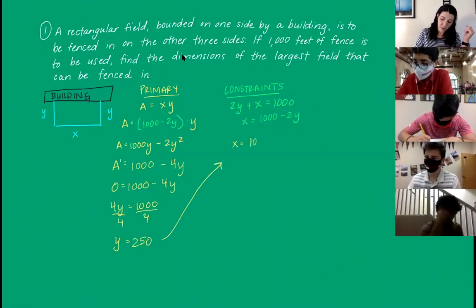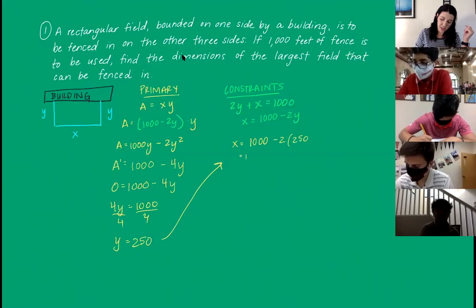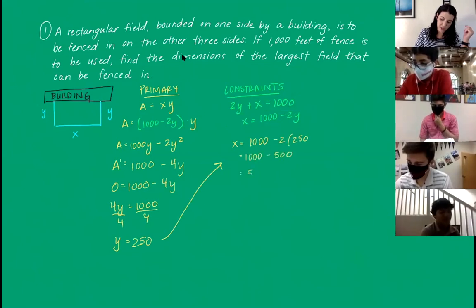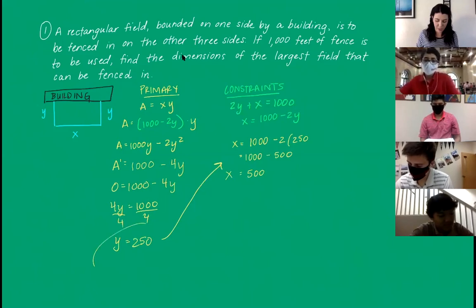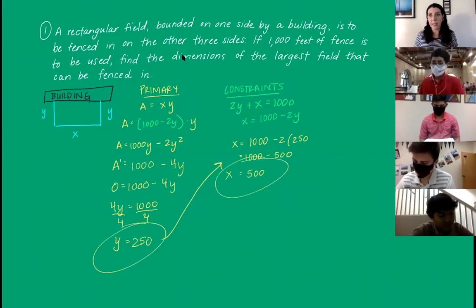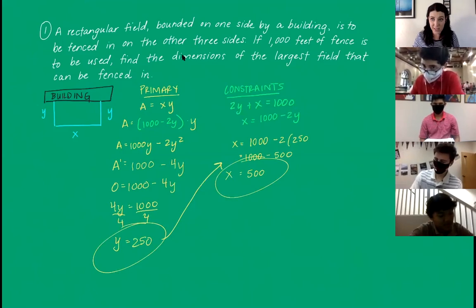So we're going to take this. We get X equals 1,000 minus 2 times 250 equals 1,000 minus 500 equals 500. So we now have our X and our Y. Again, students will box this, and they'll move on. Not what the question asked for. The question asked for the dimensions. So it wants the dimensions of this. So how would you write that answer?